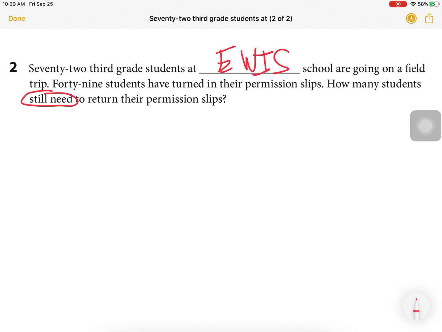So this one, I see no numbers. Oh, wait, I think I read a number. The first number I read was 72. The second number that I read was 49. And I need to find out how many I still need to get to 72. So pause the video and see if you can come up with 1 or 2 equations that might help you solve this problem. Even though it says subtraction, there might be an addition way you could solve it as well. So we're dealing with 72 and 49 in the difference.